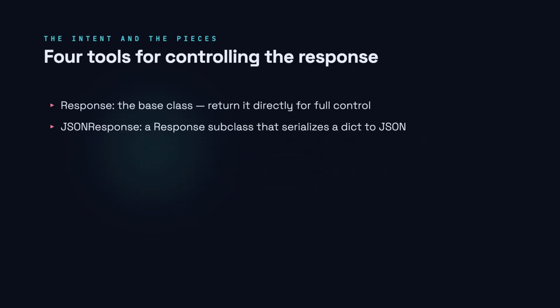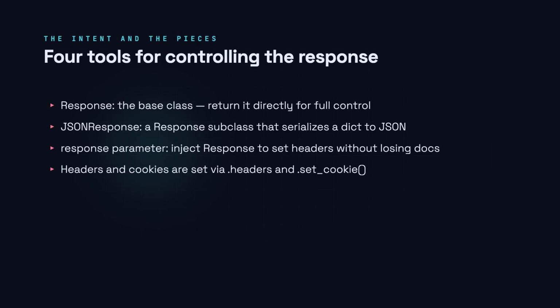FastAPI gives you 4 key pieces. First, the base response class, which you can return directly when you need total control over the body, status, and headers. Second, JSONResponse, a convenient subclass that takes a Python dict and serializes it. Third, a special injected response parameter. When you declare a parameter typed as Response in your function signature, FastAPI injects a mutable response object so you can add headers and cookies while still returning a normal value for automatic docs. Fourth, the .headers dict and the set_cookie method on any response object.